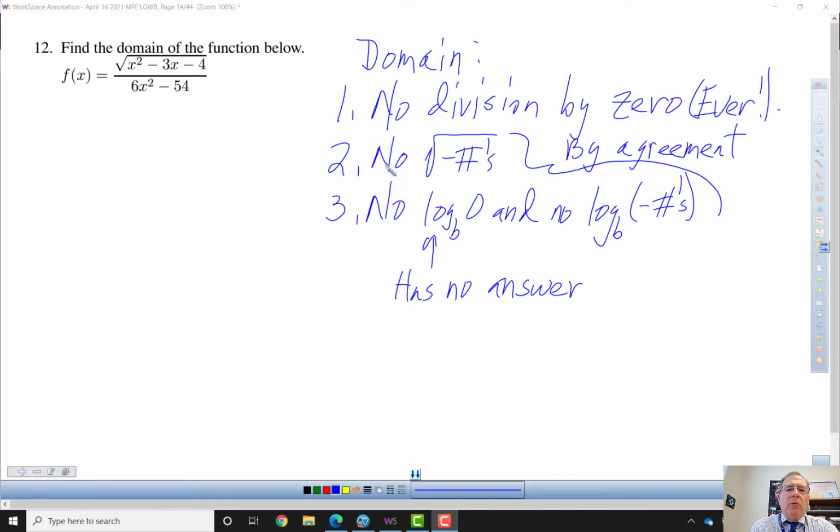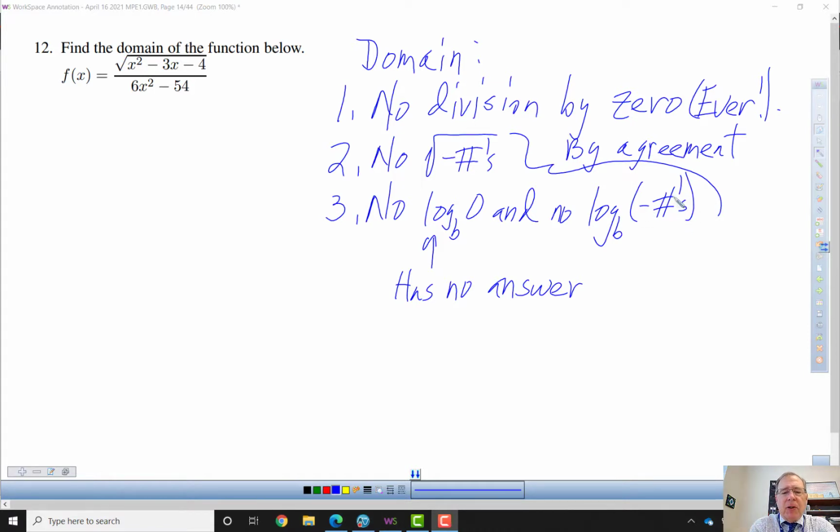Now, there are two more rules we need to worry about. No negative numbers under a square root, and then no logs of negative numbers. Those two are by agreement in high school math for our functions. If we take the square root of a negative number, we get an imaginary number out. If we take the log of a negative number, we get a complex number out.